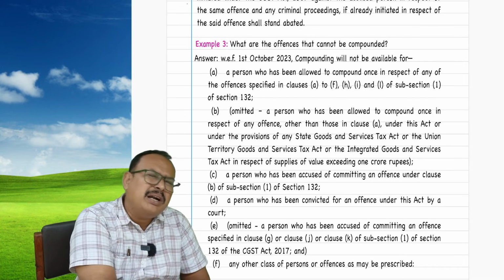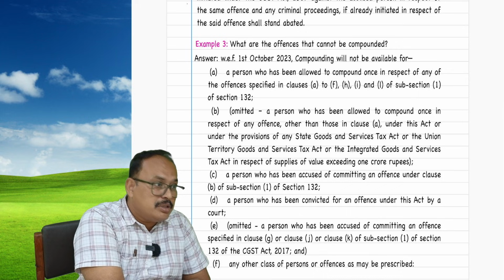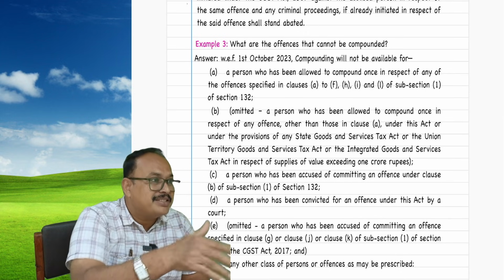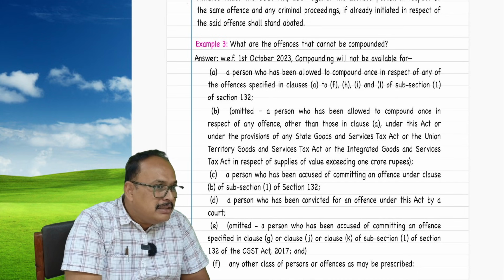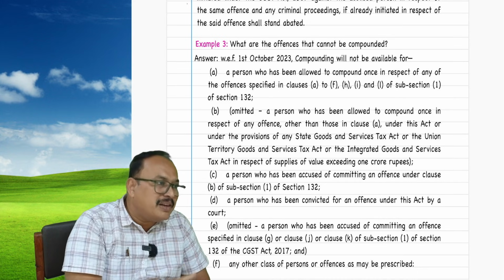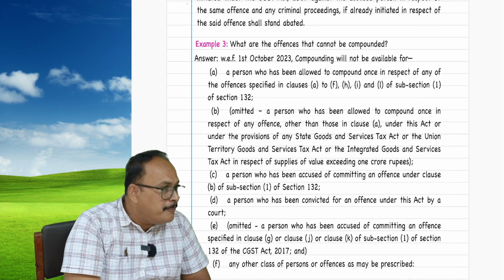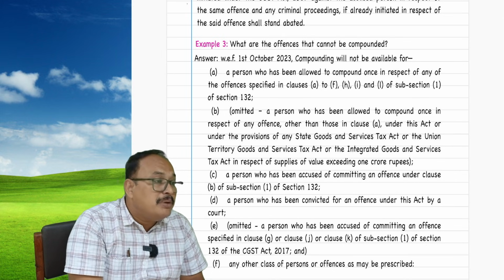class B. What is class B? Issue of invoices without supply of goods or services. That can be compounded because there is no offense. You get my point, sir? Section 132, subsection 1, class B is not taken up as an offense. Do you know the reason? Why is it not taken up for offense? To punish with imprisonment, the value of tax involvement is 0.